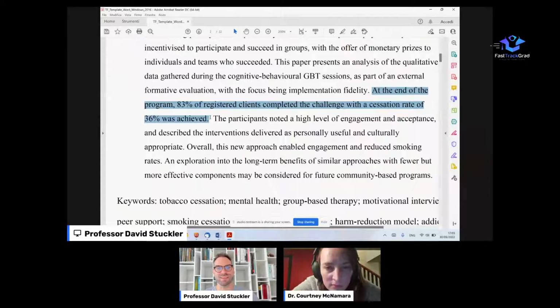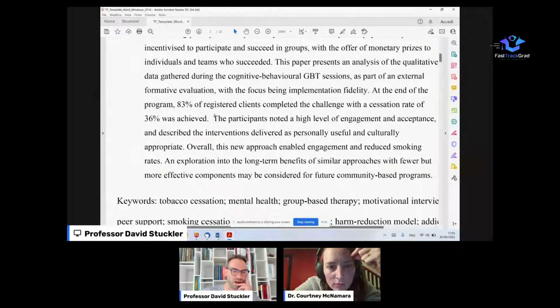It's missing some critical details. Is this a cessation rate of those who completed the challenge? And how does the cessation rate compare to the background cessation rate in this population? It sounds like they weren't able to set up any kind of control group, which is okay. It's just a limitation, obviously. So yeah, any more thoughts on this here?